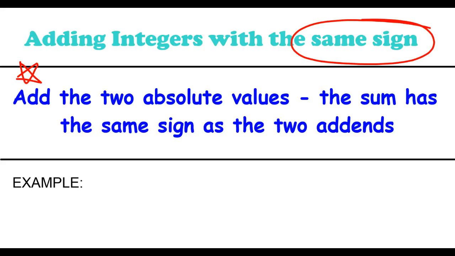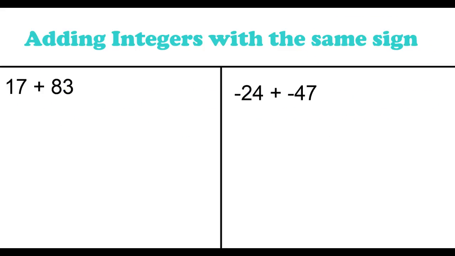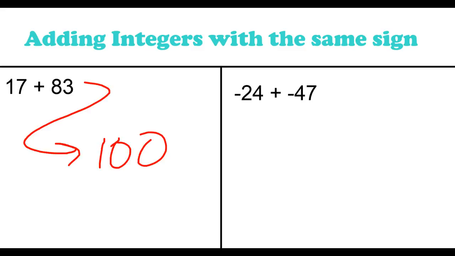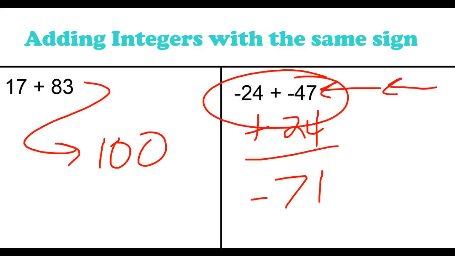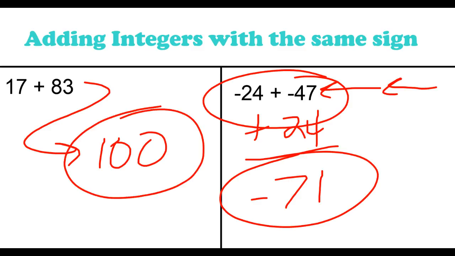So if we're looking at some examples here, let's take one with all positives and one with all negatives: 17 plus 83 and negative 24 plus negative 47. We know from experience that the first is just going to be 100 because we take 17 plus 83. Here we have two negative numbers. They're both moving in the negative direction on the number line, so their total distance from 0 is going to be the sum of the two, which is 71, but because we're moving to the left all the time, the sum there is negative 71.